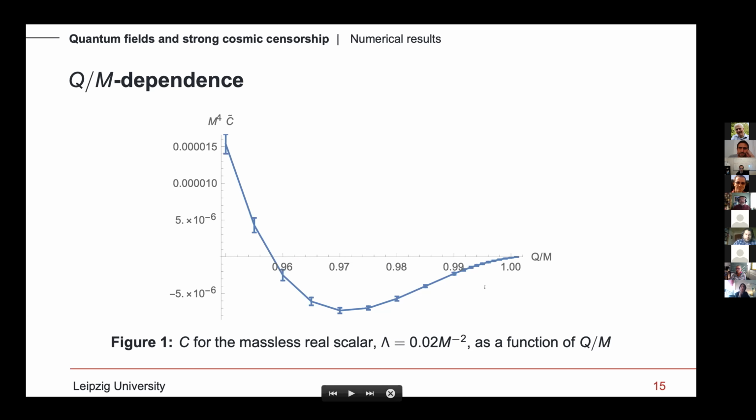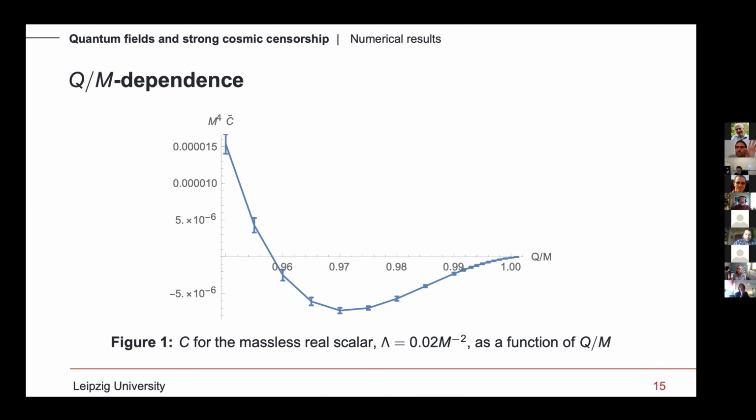That's why there are also more data points, which actually corresponds to this region where this classical strong cosmic censorship violation is found, yes. So that's mostly what we looked at. Okay, thanks.